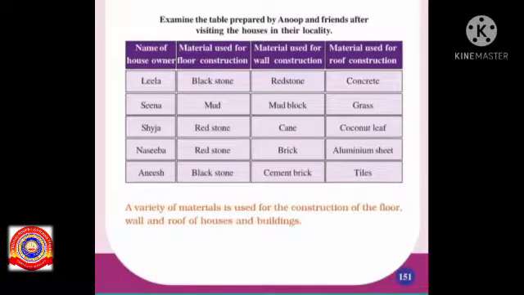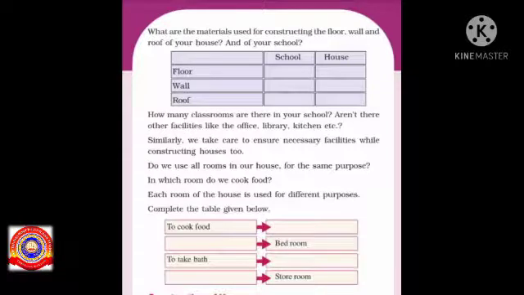Okay, so these are the materials we used for the construction of roof, floor and wall. So now we know that a variety of materials is used for the construction of the floor, wall and roof of houses and buildings. Okay my dears, did you understand about the materials that are used for the construction of roof, floor and wall? Okay, so while constructing a house, we have to ensure the necessary facilities, right?